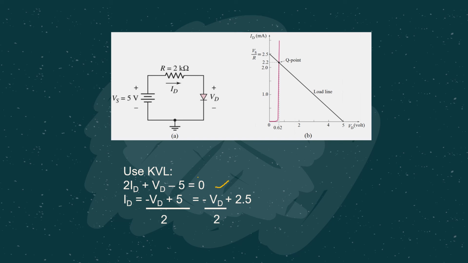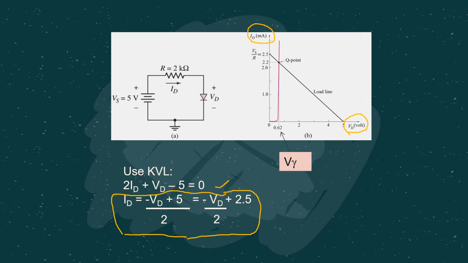But then we rearrange it into this form, because remember, we want to fit it into this IV characteristics, where ID would be the y-axis and VD will be the x-axis. That's why we have it in this form. This equation in this form is called the load line equation. If you are asked to come up with a load line equation, it should be in this form.